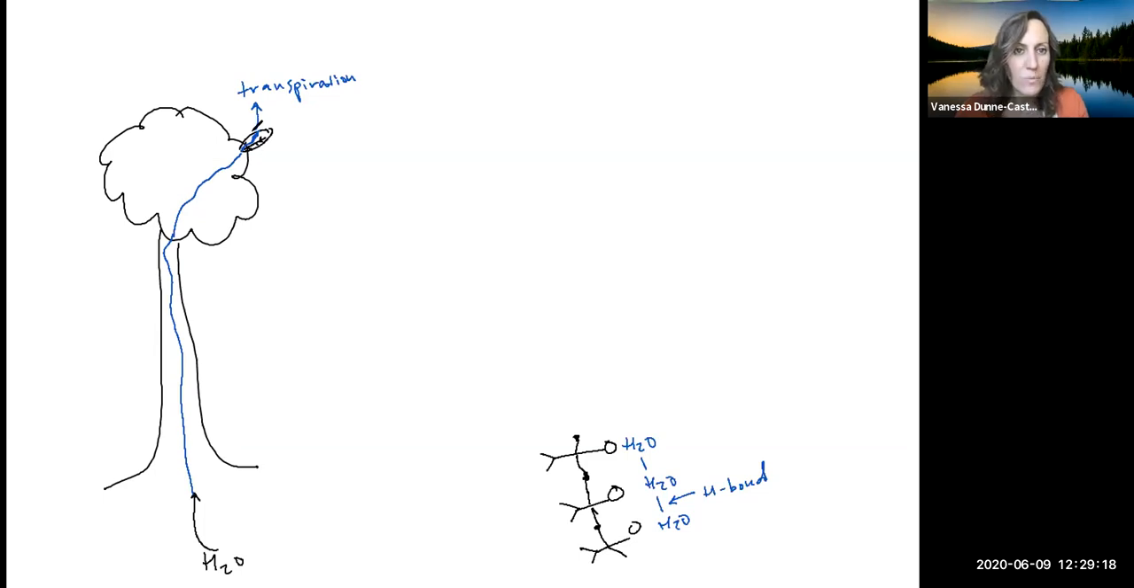And so as water transpires or leaves this leaf, it essentially draws all the water molecules up the branch, right? So here's our little network of fellas, and they're all bonded together here.